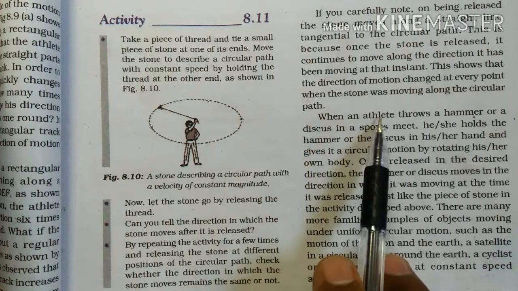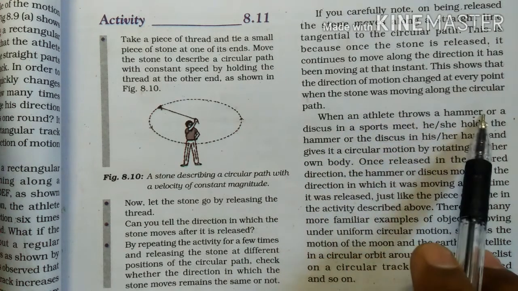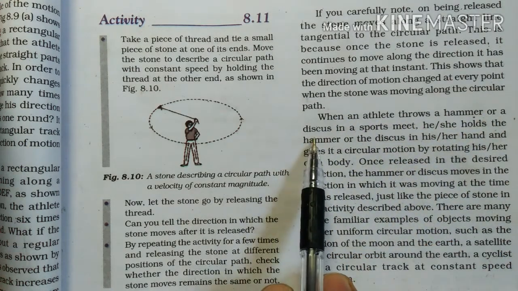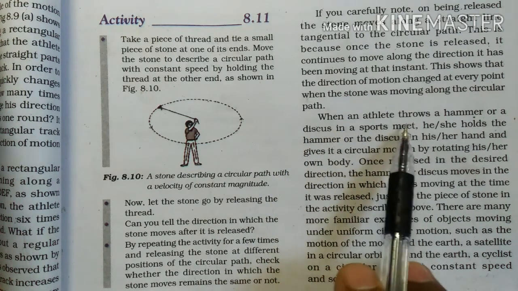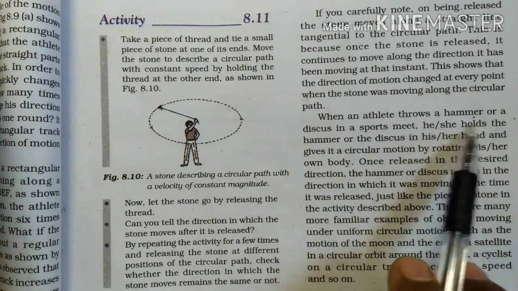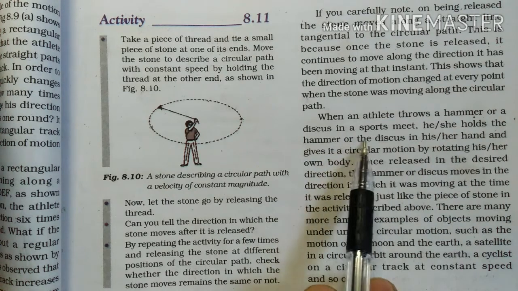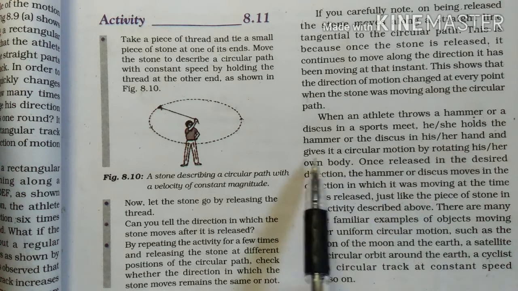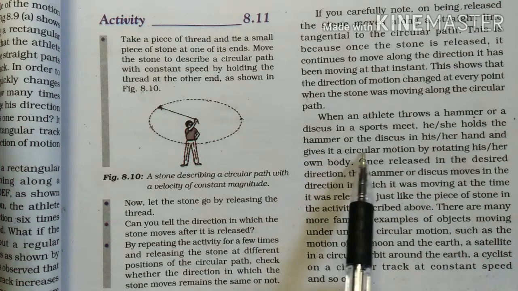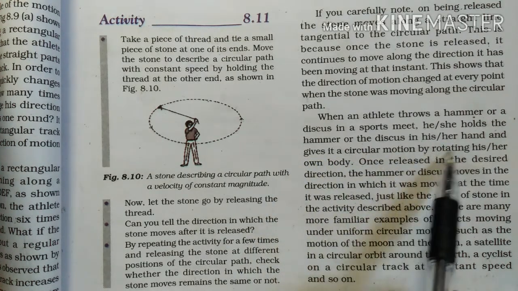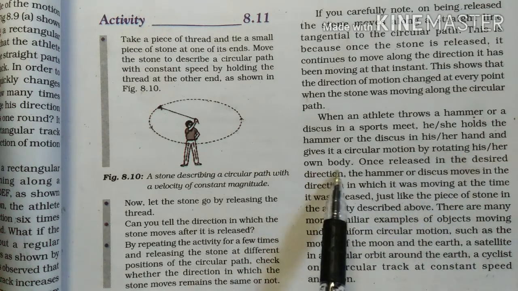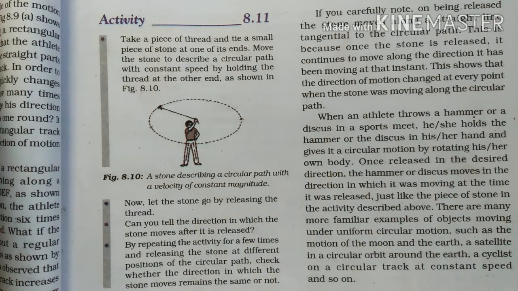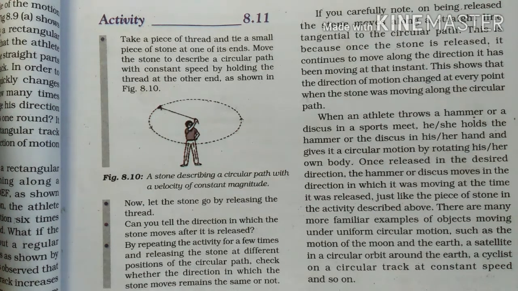When an athlete throws a hammer or a discus in a sports meet, he or she holds the hammer or the discus in his or her hand and gives it a circular motion by rotating his or her own body. I will show you that clip on my mobile.